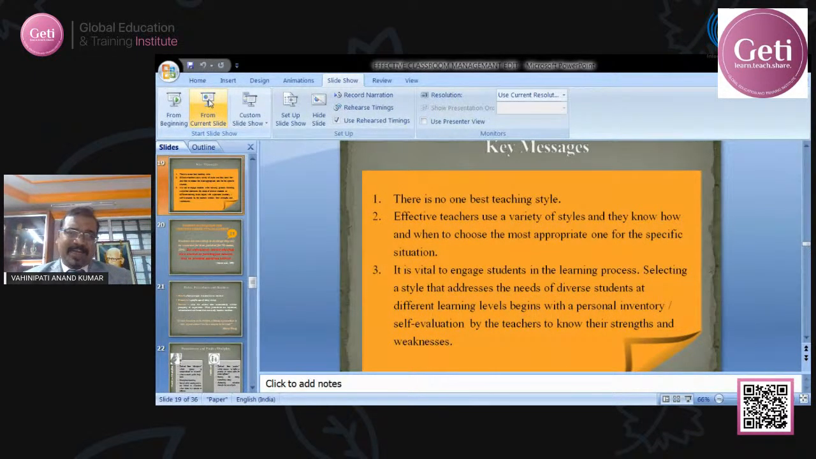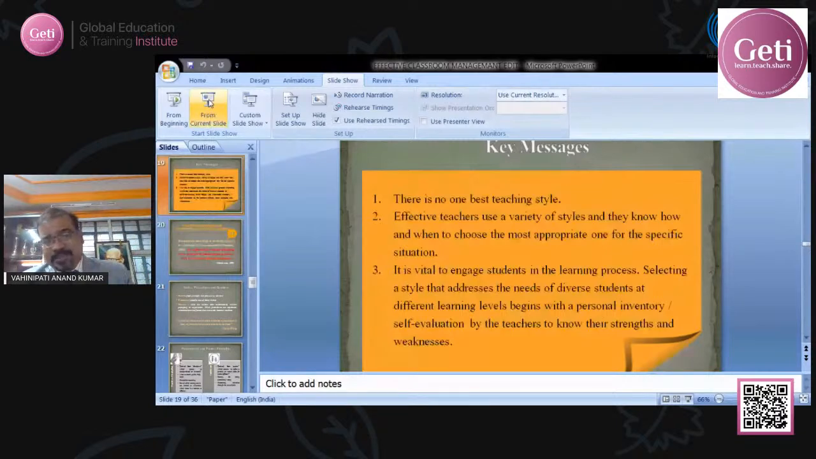So here the key messages are that there are no best teaching styles. Effective teachers use a variety of teaching styles, and they know how and when to choose the most appropriate one for the specific situation. Teachers should not use a single type of style every day in the class. This brings monotony and boredom for the students. They lack interest in the classroom. It's vital to engage students in the learning process. Engaging the students is the most important part.